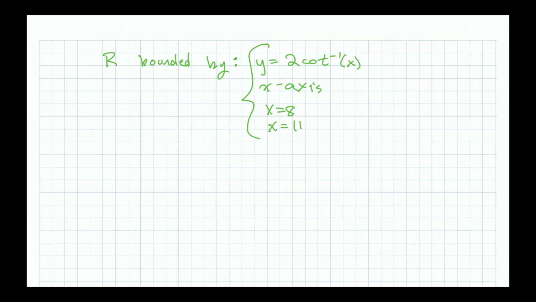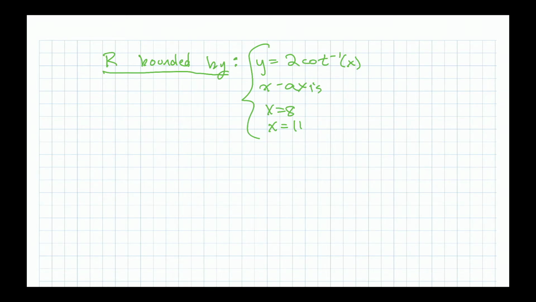All right, so I'm just going to show you how to do this integral real quick. We've got this region R bounded by, and then they give you four things: a curve, y equals 2 cotangent inverse x, the x-axis, x equals 8, and x equals 11.